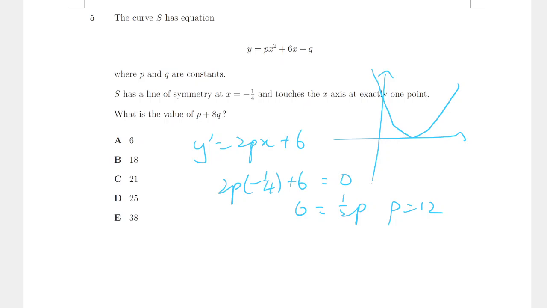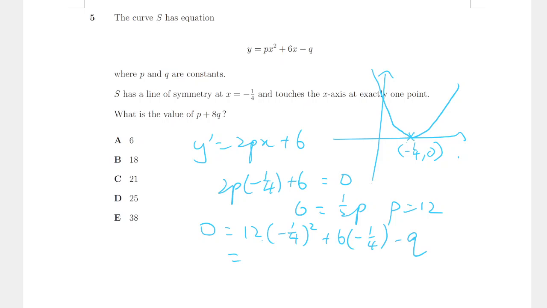So we know the turning point is negative a quarter, 0. Okay, very bad graph, of course, because negative a quarter should be on the left-hand side, but it doesn't matter. So this helps us find the value of q, right? Because then 0 equals 12 times negative a quarter squared plus 6 times negative a quarter minus q. And you just solve for q, and then the question is done.